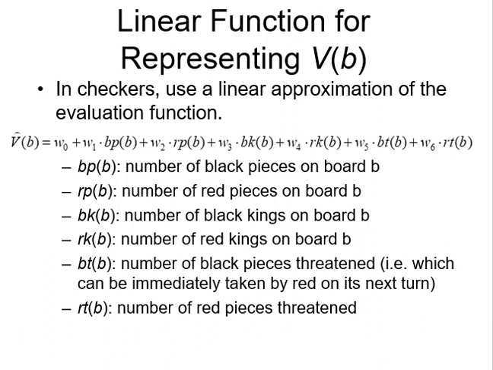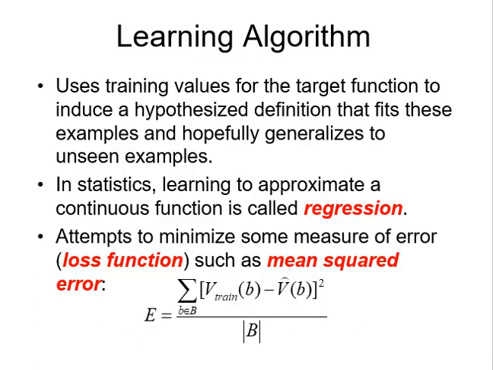BP(B) is represented as the number of black pieces on the board. RP(B) is represented as the number of red pieces on the board. BK is represented as the number of black kings, and RK is represented as the number of red kings. BT(B) is represented as the number of black pieces threatened, and RT(B) is represented as the number of red pieces threatened. And then we are going to see about the learning algorithm.